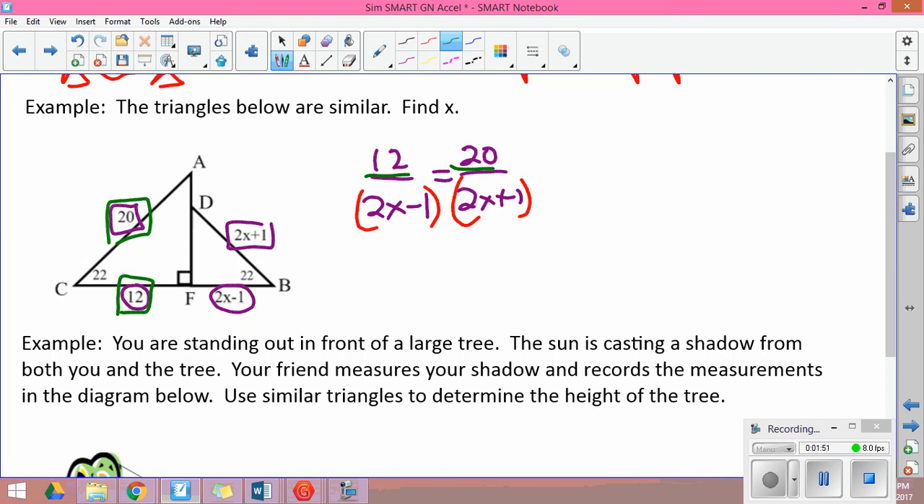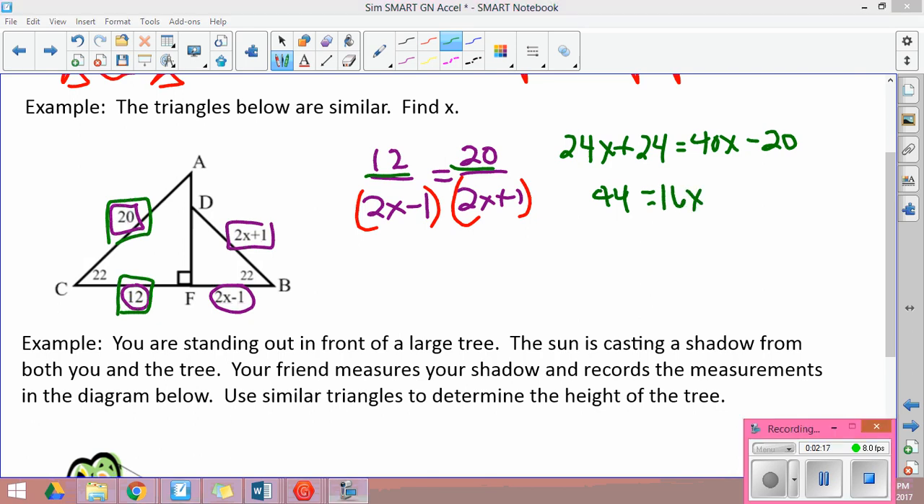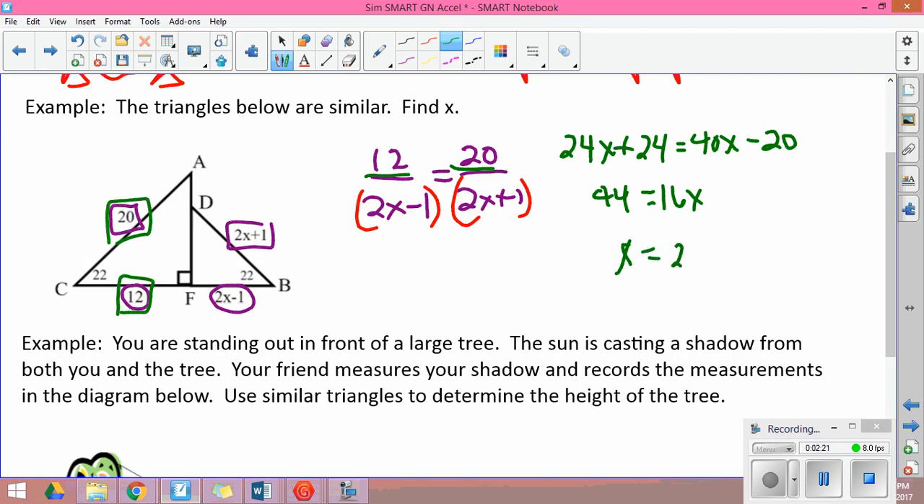When we cross multiply, we have 24x plus 24 is equal to 40x minus 20. When I subtract 24x from both sides and add 20, I end up with 44 is equal to 16x. And when I do that division, I end up with x is equal to 2.75 units.